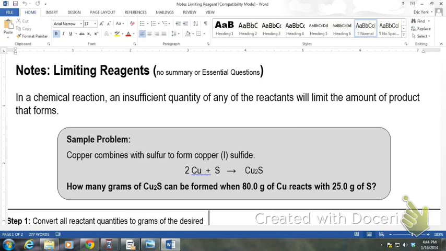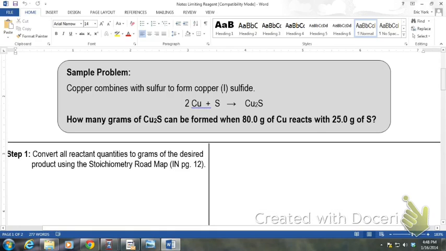Now, going back to these notes, we're going to look at limiting reagents in terms of chemical reactions. So as it says up here, in a chemical reaction, the one that has the insufficient quantity will limit the amount of product that can form. So meaning that if we have one that is limiting, we are limited in how much product is actually made, because we simply don't have enough of those materials to make it, just like we didn't have enough bicycle seats to make enough bicycles, even though we had extra bicycle tires.